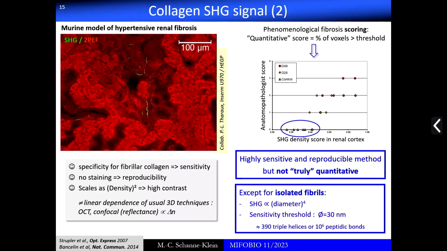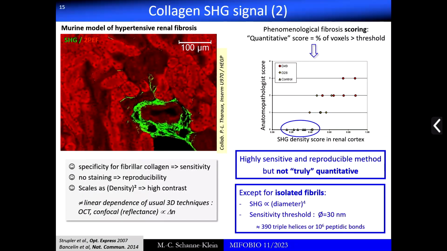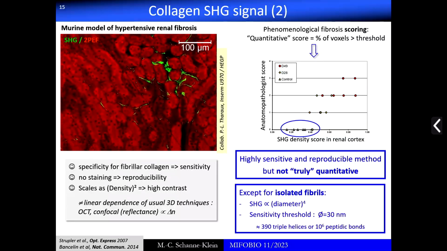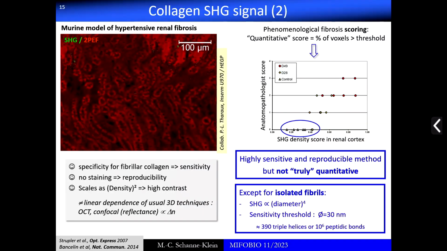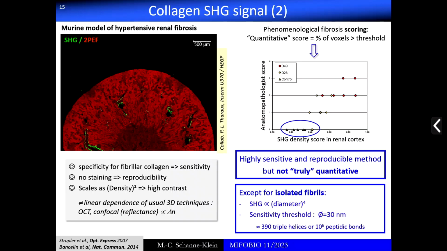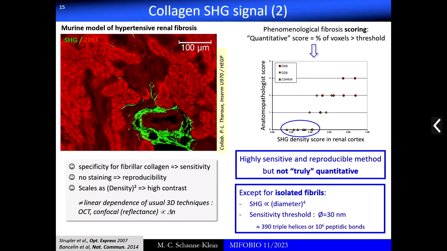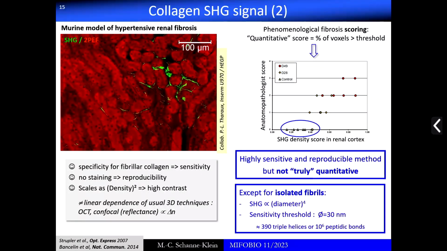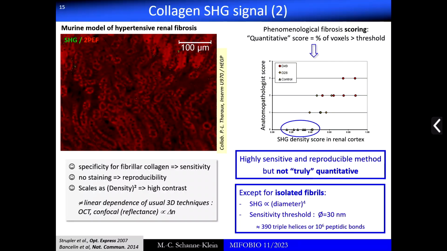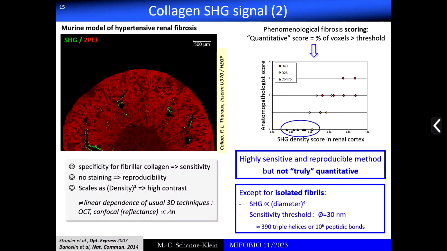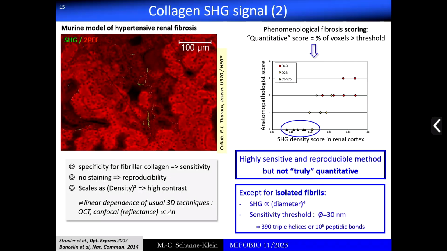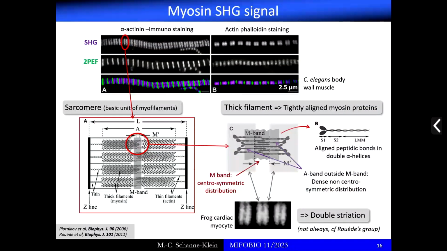For isolated fibers, we have measured the signal as a function of the diameter and proved that it's the fourth power of the diameter, and we have also measured the sensitivity threshold. This is typically 30 nanometers. And it's typically the same sensitivity threshold as in Raman and in CARS microscopy, that is typically 10 to the 6 bonds. Okay. Now let's switch to myosin, but very rapidly.